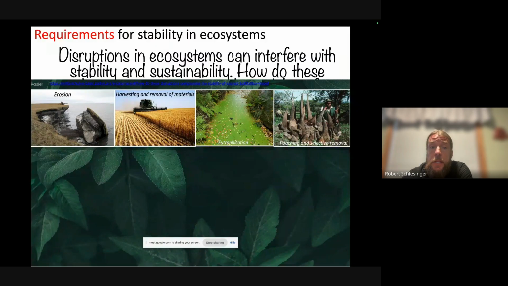Specifically, there are also some things that humans do that have a huge impact, and this is a little bit of a callback to when we were talking about HIPPO. HIPPO is a mnemonic device that we learned about in A4.2 or A4.1. Different ways that humans impact ecosystems, but erosion, overharvesting, eutrophication, and poaching and overhunting all have.